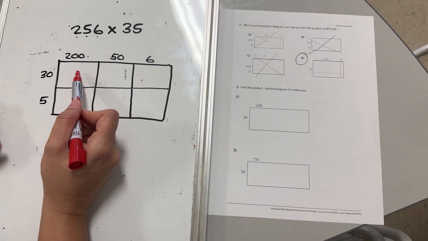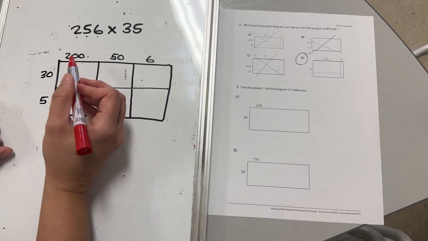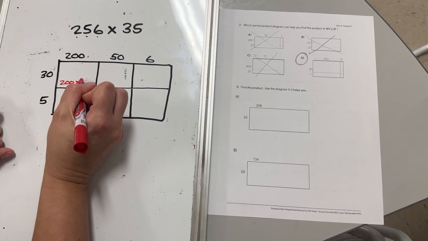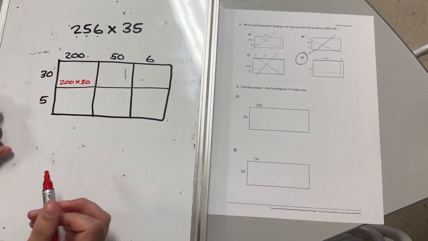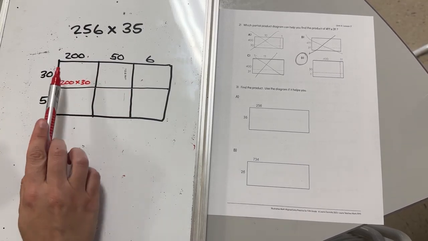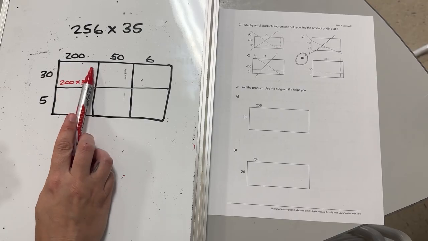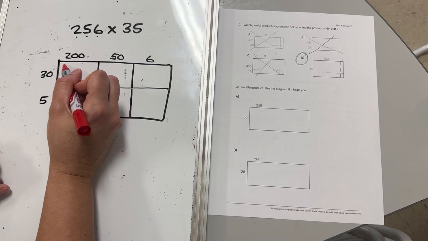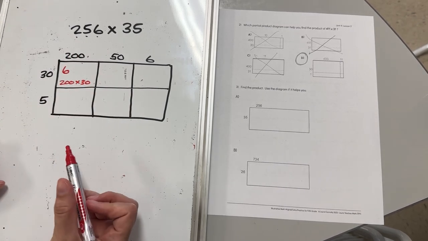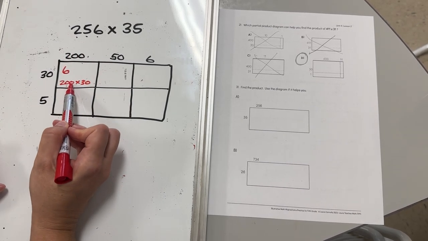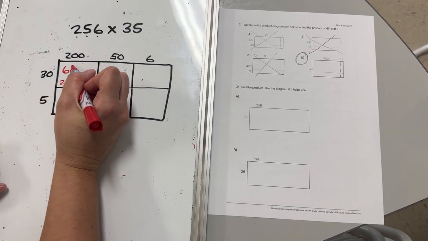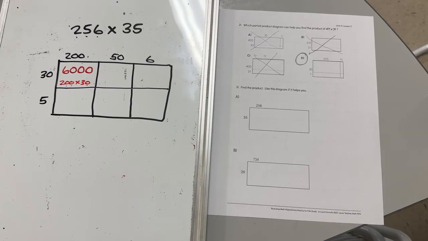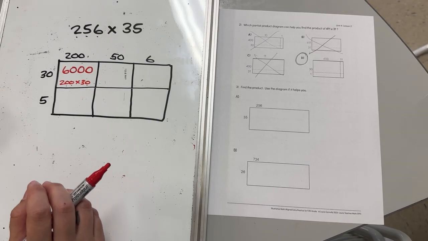When I'm in my first square, I look up and see 200. I look left and see 30. This represents 200 times 30. I can follow that rule of zeros, covering the zeros up. That leaves me with 2 times 3. And 2 times 3 is 6. Then I'm going to add 1, 2, 3 zeros back onto that. 1, 2, 3, and I get 6,000 in my first square.